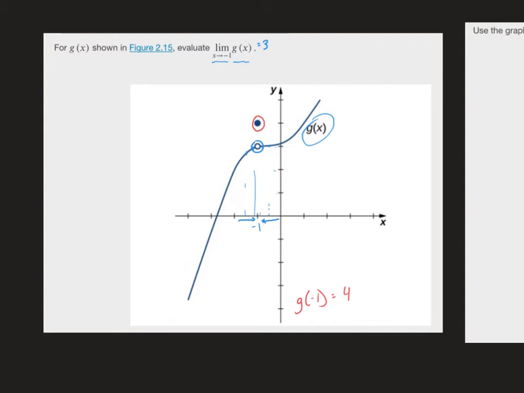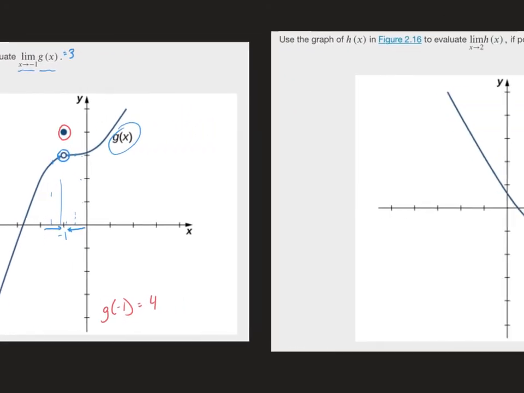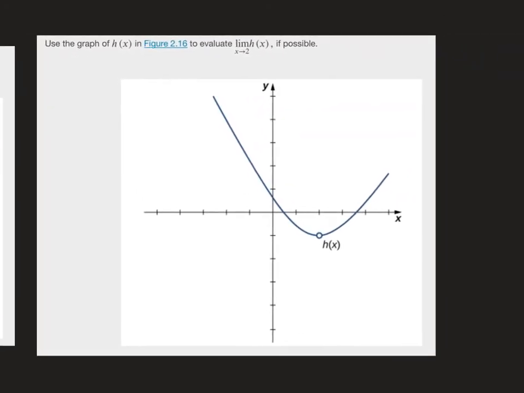But as you get closer to -1, from the left, from the right, the function gets closer and closer to 3. Moving over to this other problem, right? In here, we're looking at h of x, and what is the limit as x approaches 2 of h of x. So I'll write the limit as x approaches 2, that's supposed to be an arrow, of h of x is equal to, and then let's take a look.